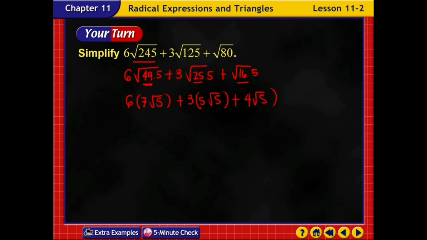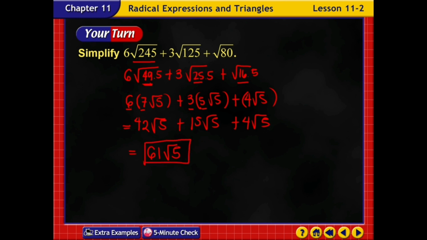Next, we simplify. That's now 6 times 7, that's 42 square root of 5, plus 3 times 5, which is 15 square root of 5, plus 4 square root of 5. Next, we simply add, since they are now similar terms. So 42 plus 15 plus 4, the answer is 61 square root of 5. So the simplified form is 61 square root of 5. Okay? So that is the answer in this problem.